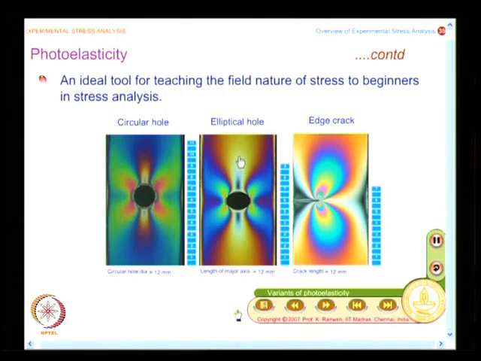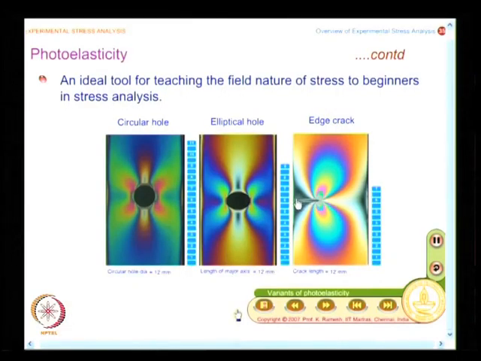And it was Inglis in 1913 who, when he analyzed an elliptical hole, could do that by theory of elasticity. His result showed crack is not innocent and crack is potentially dangerous. That was the time before fracture mechanics had developed, and a new branch of engineering, fracture mechanics, came into existence once people understood that cracks are more dangerous.